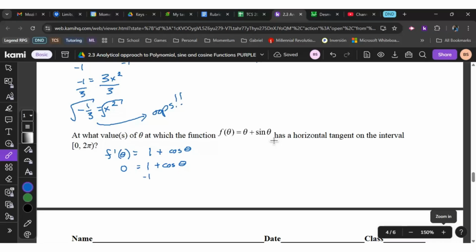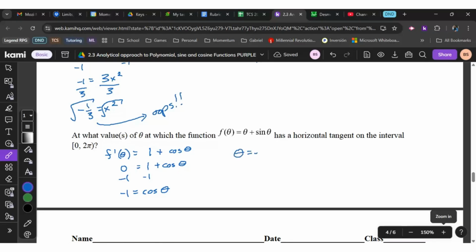Then let's do our middle school algebra. So -1 equals cosine of theta. Now you should be able to just look at the unit circle and tell me what theta is. If you can't, you could do the arc cosine. When does cosine equal -1, guys? Look at the unit circle. You got it, pi.